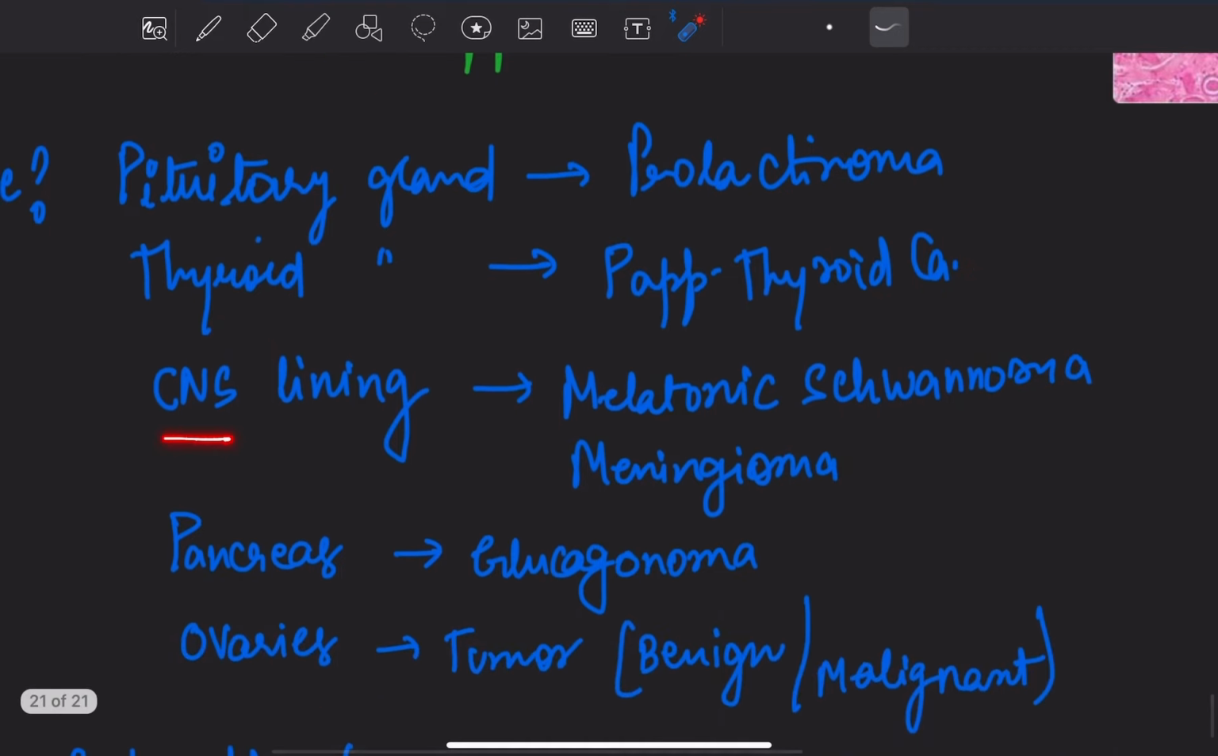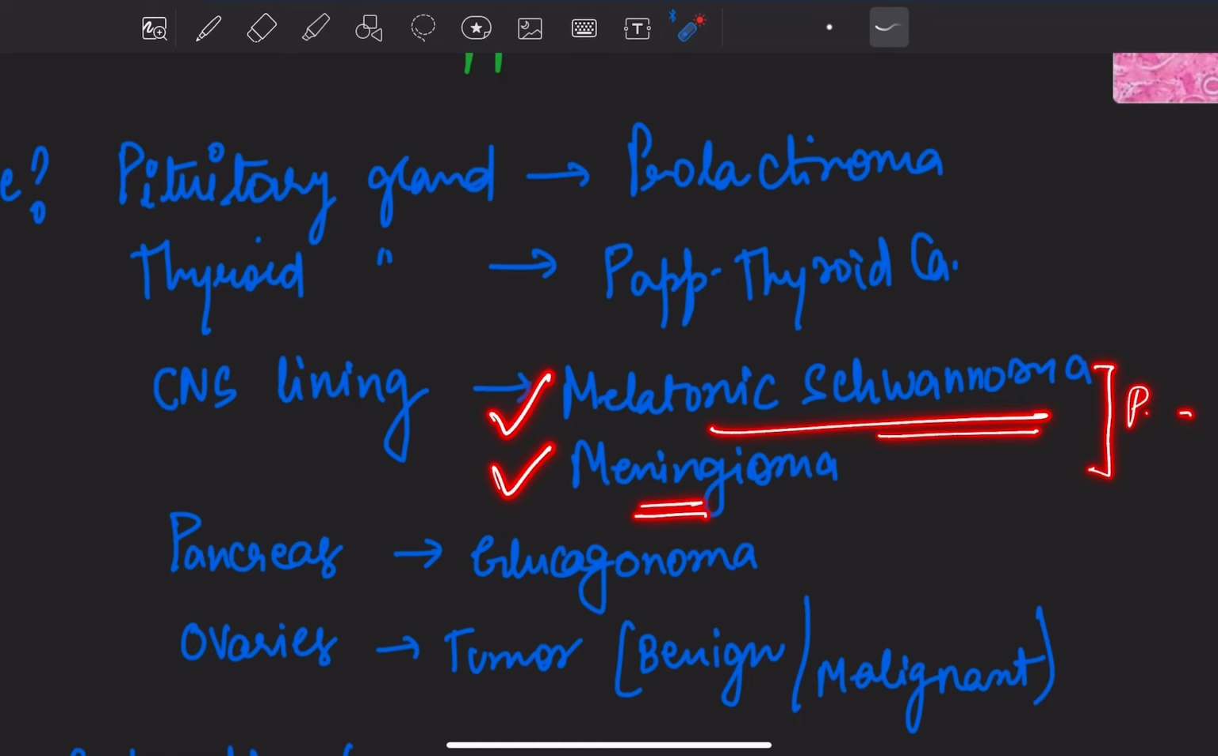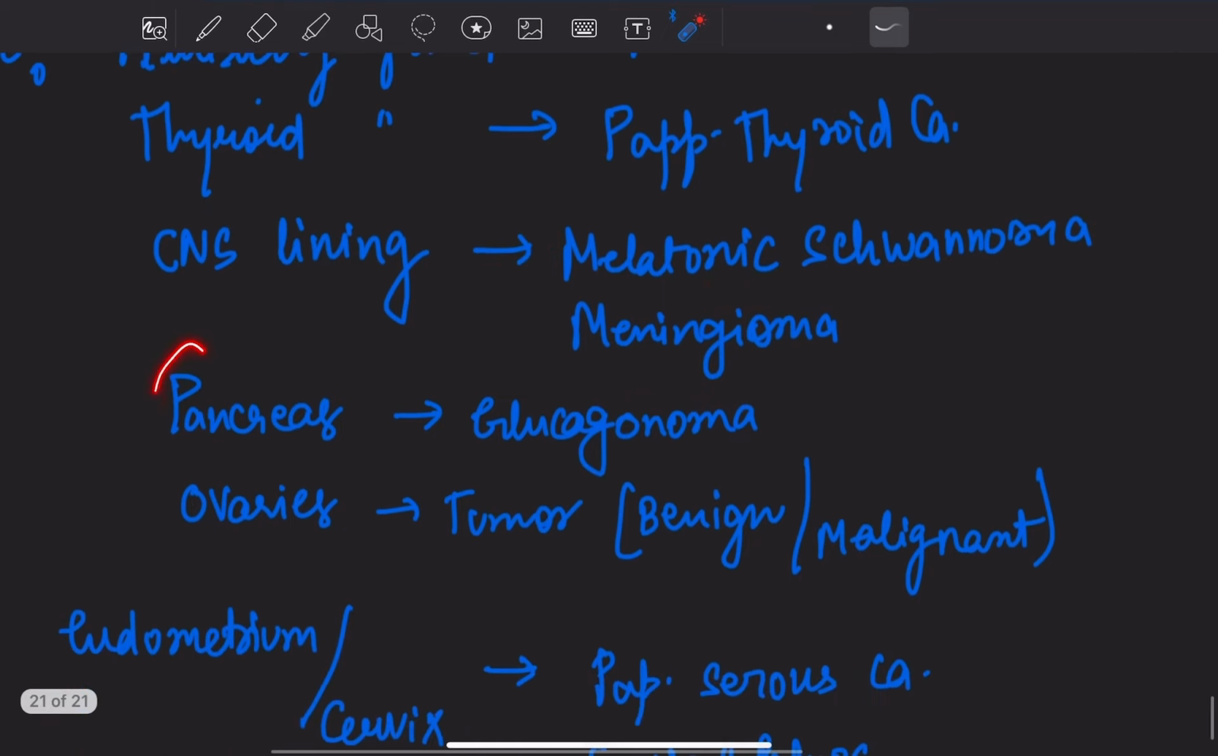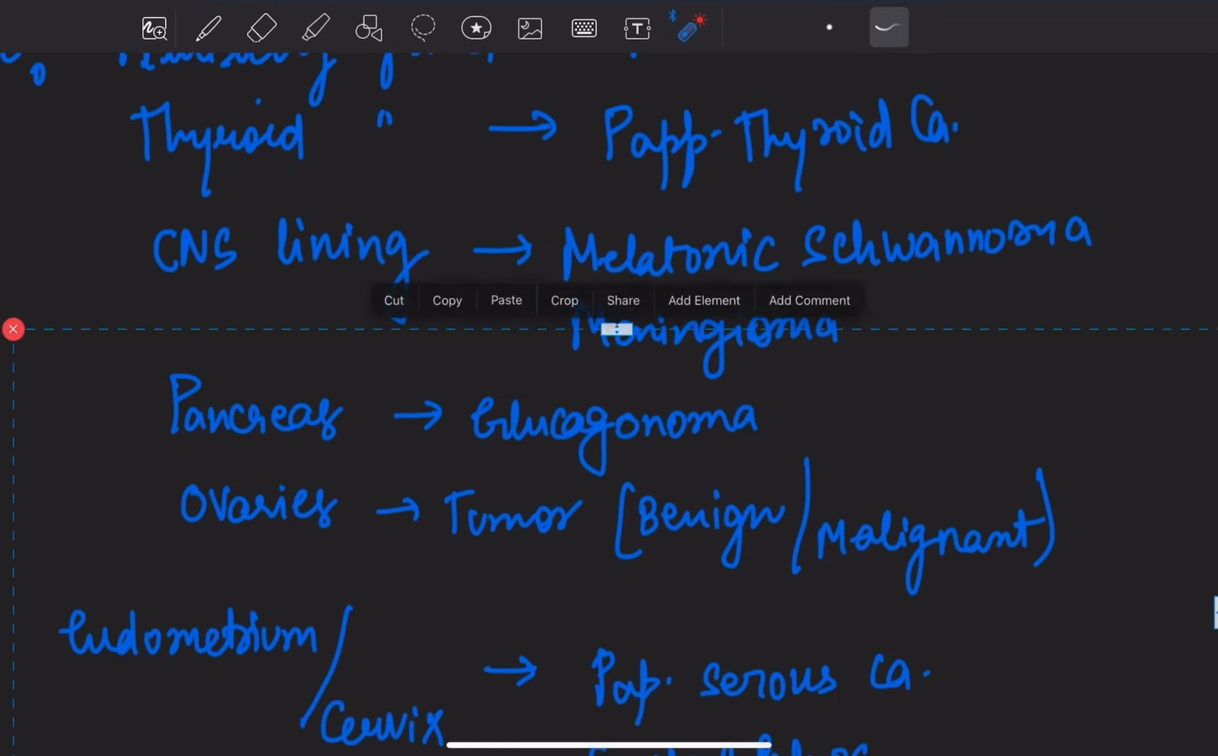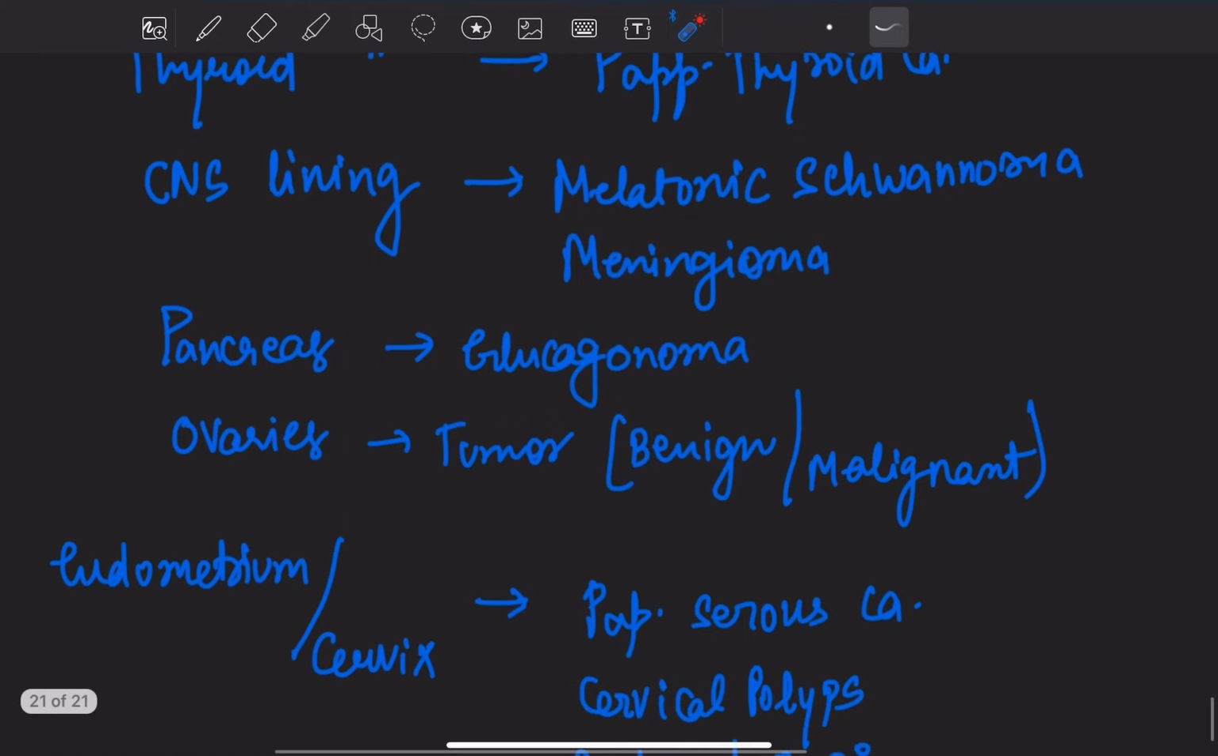Along with that, we have to learn about the CNS lining. What happens here is that melanotic schwannoma and meningioma, both of these are associated with the presence of Psammoma bodies. Okay, then we come to the pancreas: the rare tumor glucagonoma also shows Psammoma bodies. Along with that, a very important organ of the human female, which is the ovary.